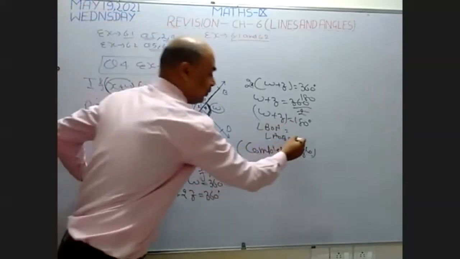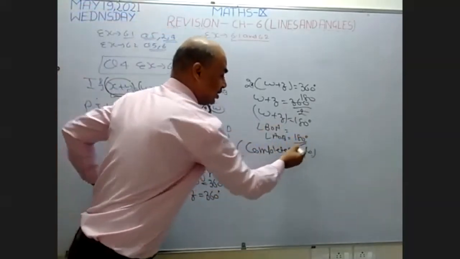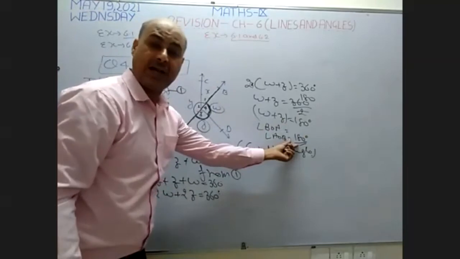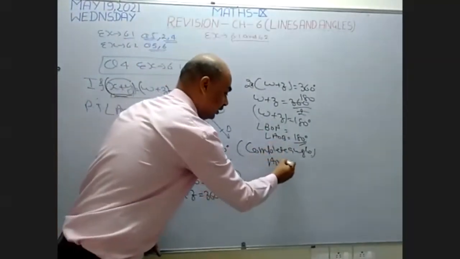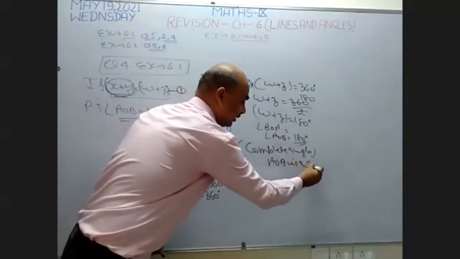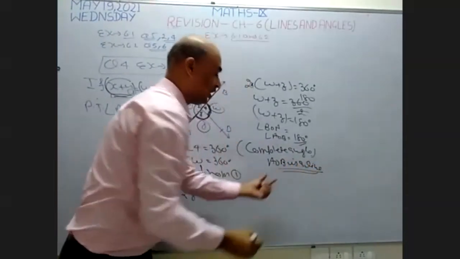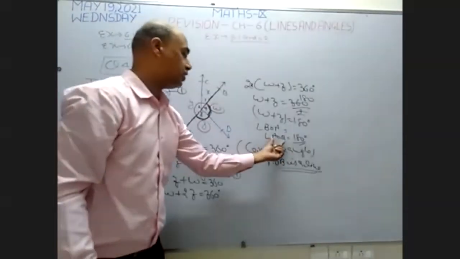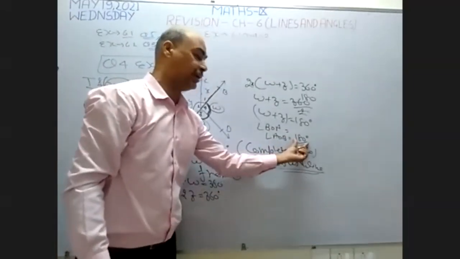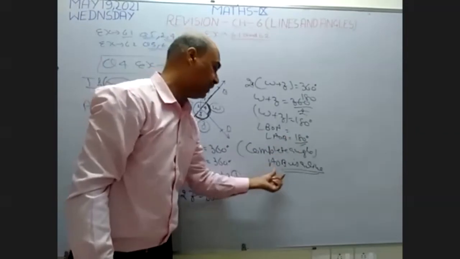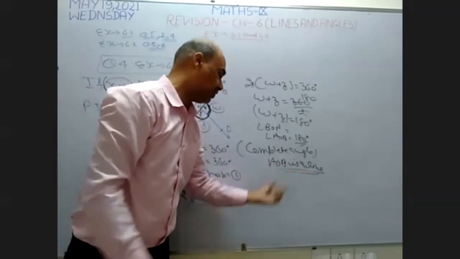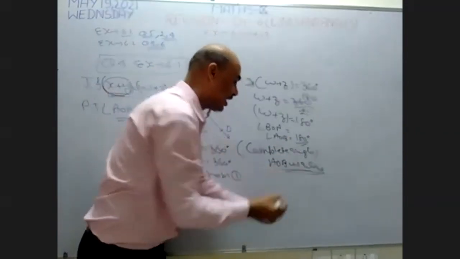When angle AOB is equal to 180 degrees, it means this represents a straight line. When it represents a straight line, it means AOB is a line. This is the reason I write here AOB as a line, because this represents a straight angle. Straight angle means 180 degree angle. When it represents a straight angle, it means it lies on the straight line. This is the reason I write here AOB as a line.